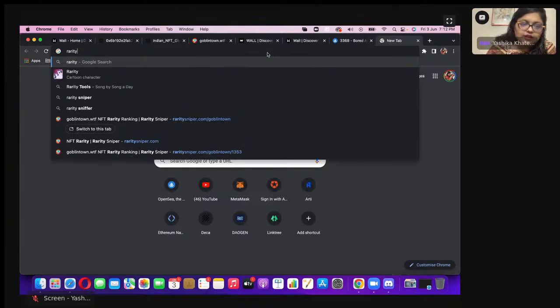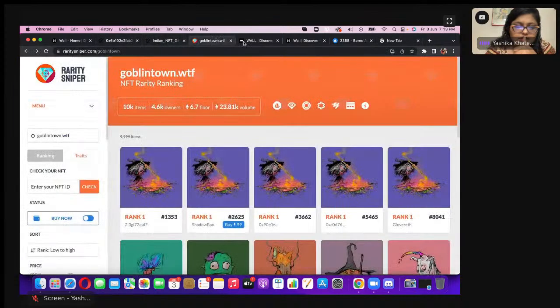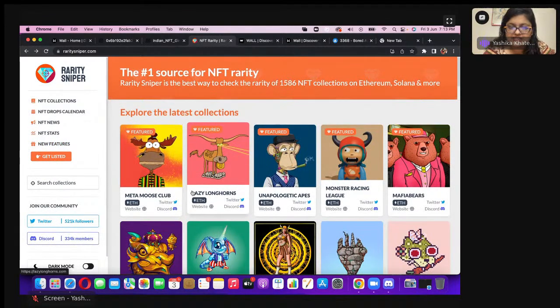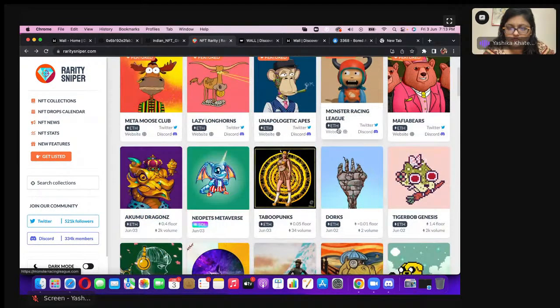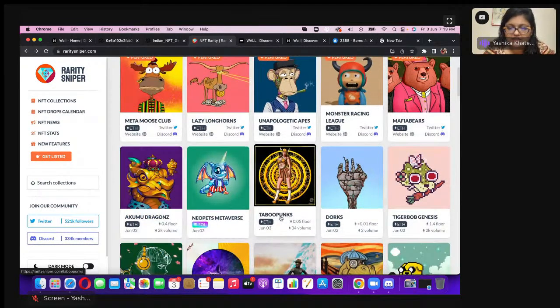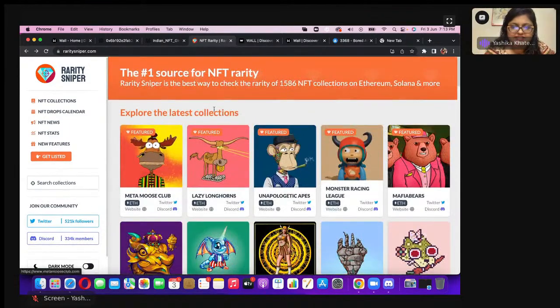You can go on Rarity Tools also, and you can also go on Rarity Sniper. Yeah, this is raritysniper.com. I had already opened this one. So these are all the NFTs that are available right now, and on which platform they are. Like this one is on Solana, this one was on ETH, and all their information will be available here. So these are the recent ones, the latest collections.